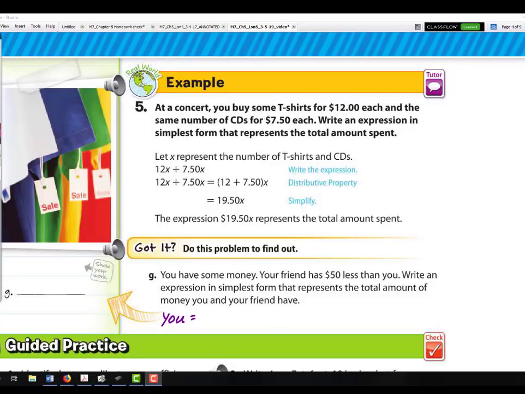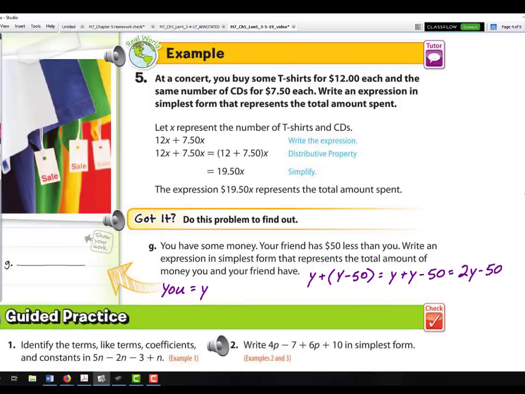Okay, and we're back. I'm going to use the variable y for you. So you have your money, plus your friend has the amount of money you have minus the $50. So the total amount of money that you and your friend have is y plus y minus 50. The total amount of money is 2y minus $50.